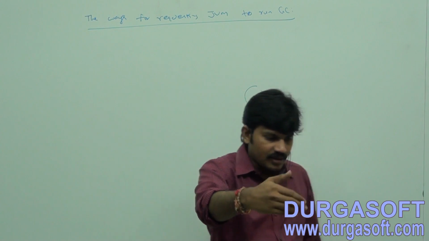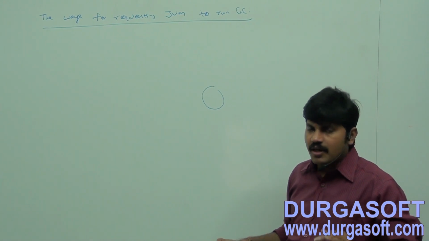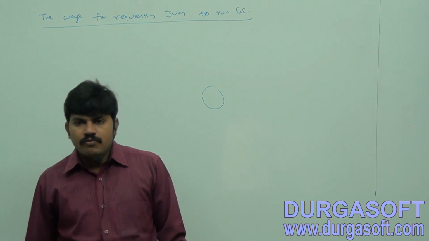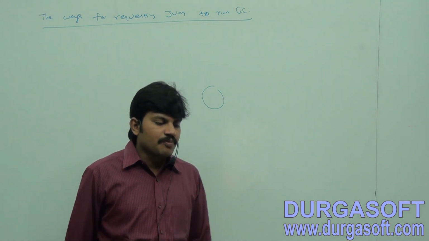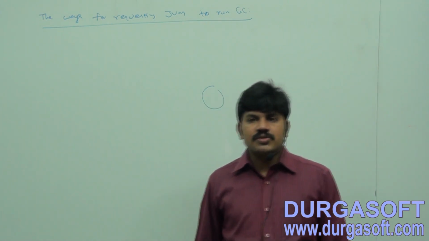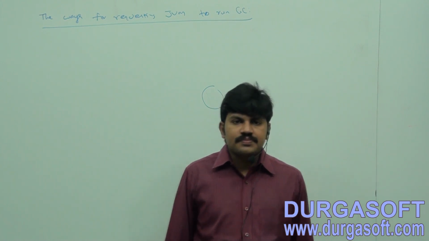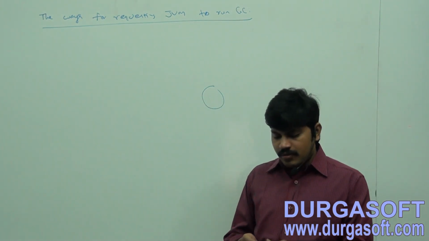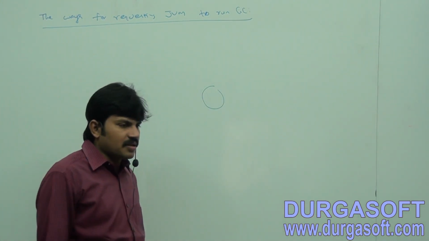First, the required theory. Once we make an object eligible for GC, it may not be destroyed immediately by the garbage collector.